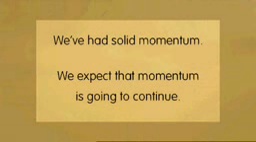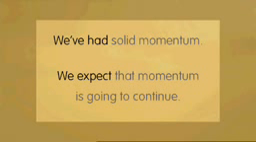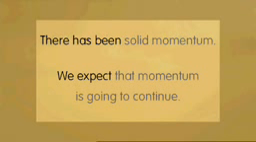We expect that momentum is going to continue. We've had, we expect. How could you write that information in a formal way? We've had solid momentum. There has been solid momentum. We expect that momentum is going to continue. It is expected that momentum is going to continue. So looking for the use of the first person is a good way to tell whether someone is discussing information in a formal or informal way.